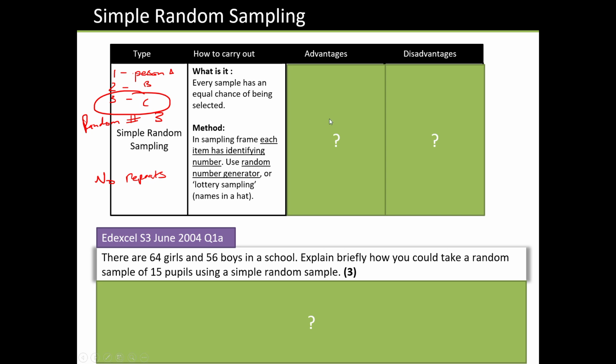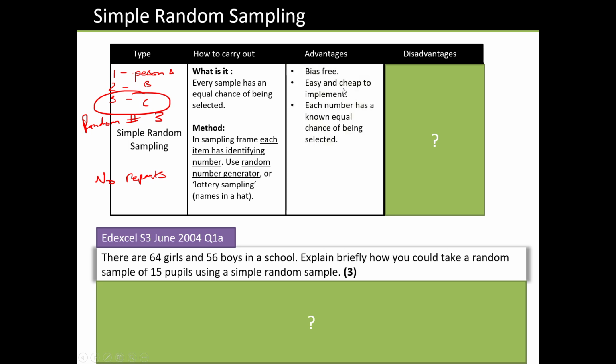So advantages of this, well, of course, it's a sample. First of all, this is quick, this is easy. It's random, so we can say that this is bias free. Again, there you go. We've got to say each number has a known equal chance of being selected. So this is a very transparent method to use, and perhaps that's why you might have seen it already. Problems. There are some problems.